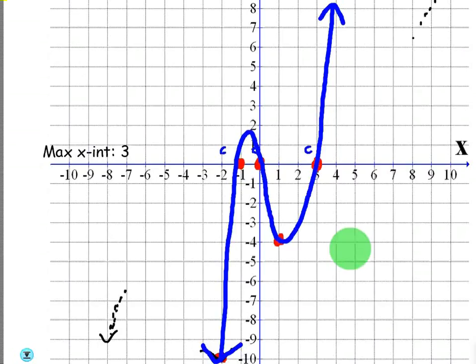And not to forget to mention the fact that we knew it crossed through those x-intercepts, which is why we cross and not just touch.